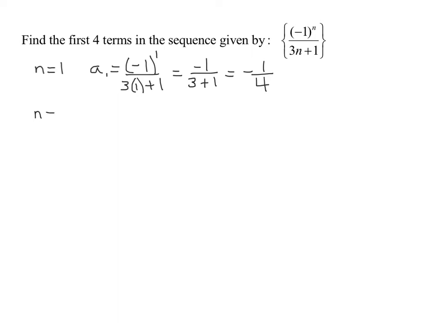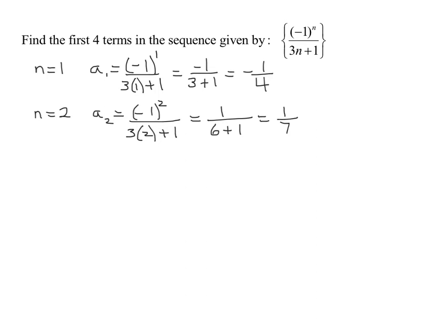My second term, n equals 2. So the second term equals negative 1 to the nth power, n is 2, over 3 times n, which is 2, plus 1. So I get negative 1 squared is positive 1, over 3 times 2 is 6, plus 1, which gives me 1 over 7.